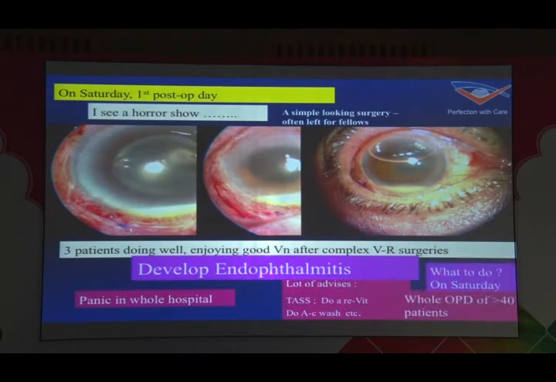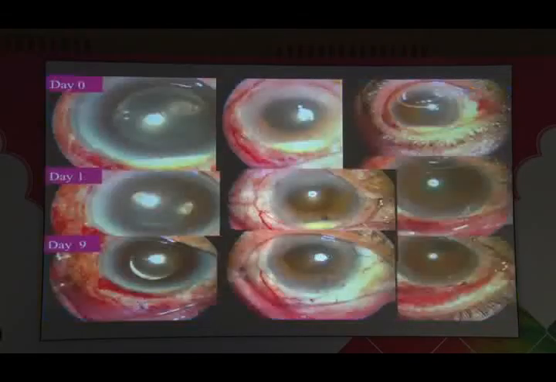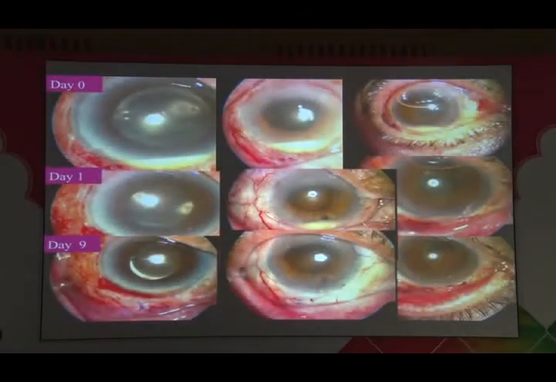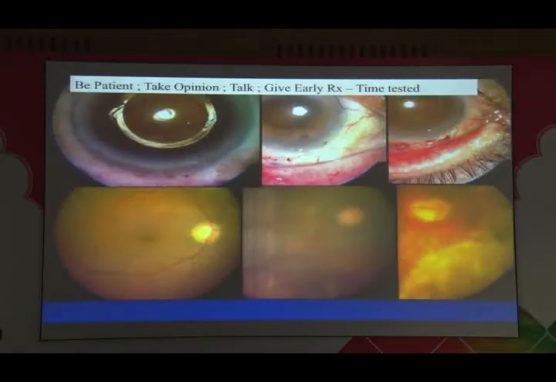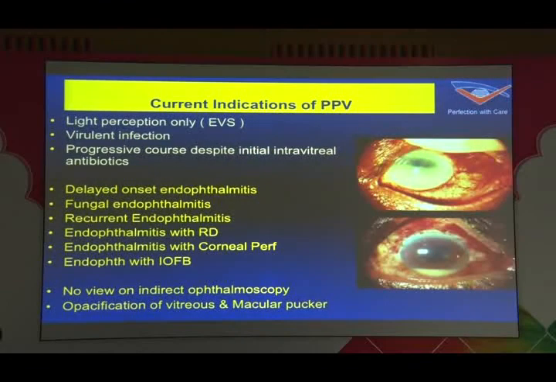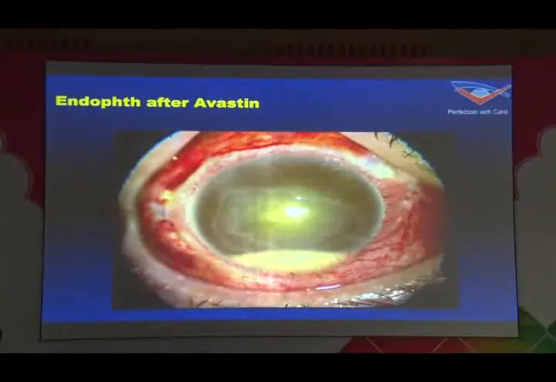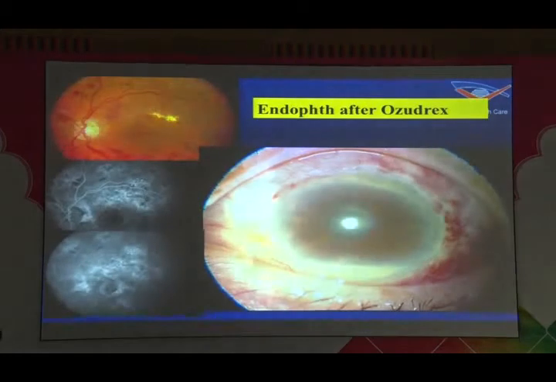Then they were treated with intravitreal antibiotics. This is day 1, day 0, day 9. Patients did well. So please remember, intravitreal antibiotics are extremely useful if given on time, given early, and given appropriately. This is again an example of a patient who did well. This is a current indication for vitrectomy, which I think would be covered subsequently by my speakers following me. And Avastin should not be taken up lightly, it can cause endophthalmitis, similarly with Ozurdex.